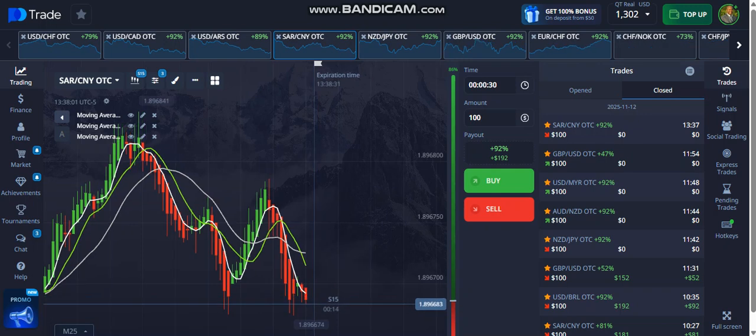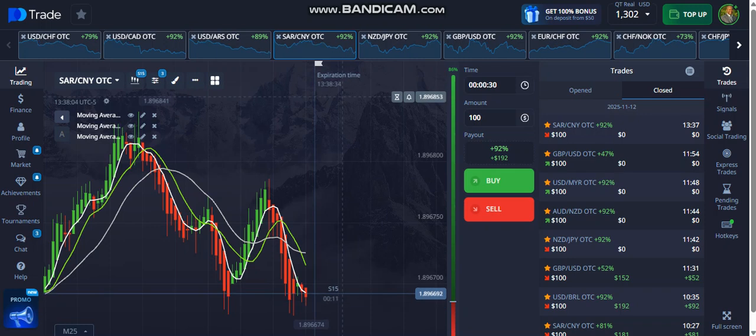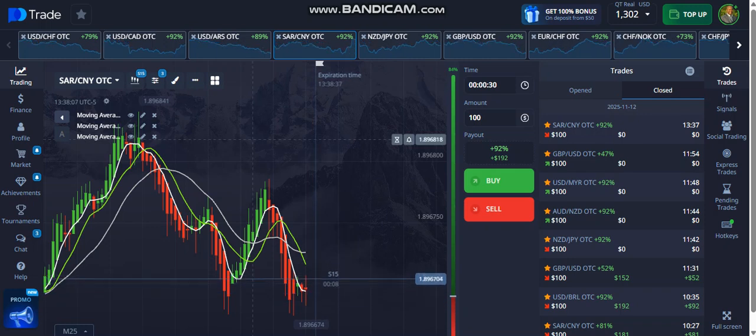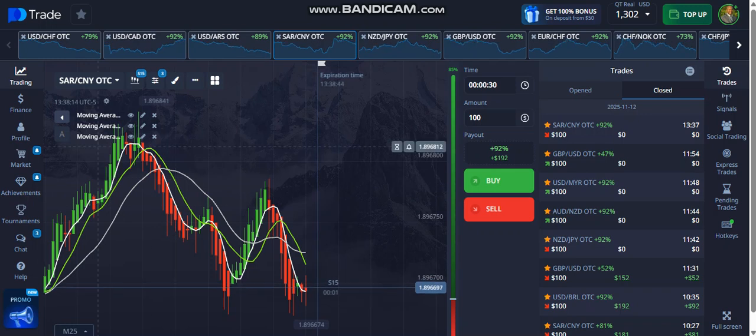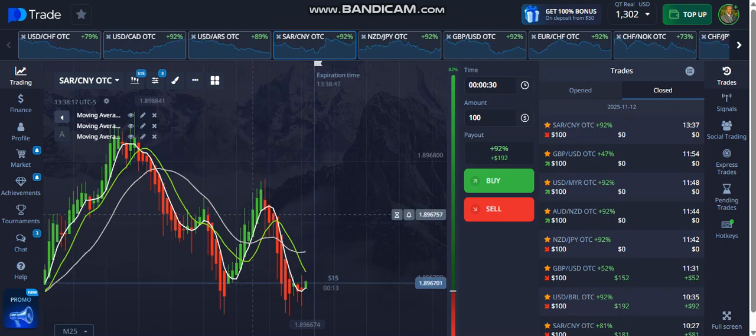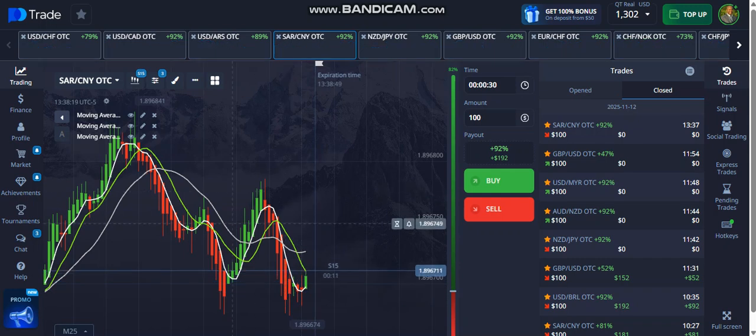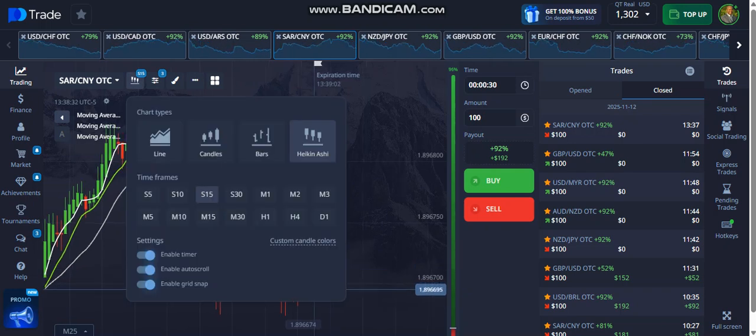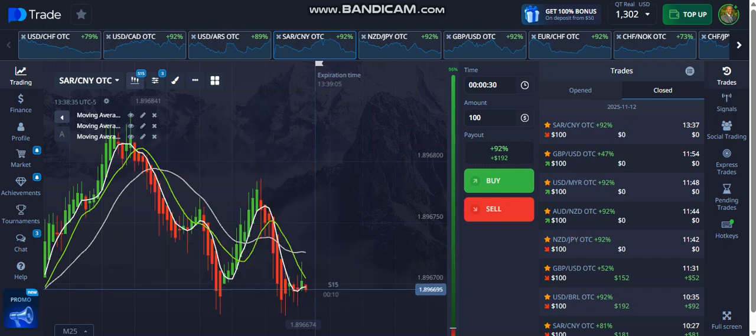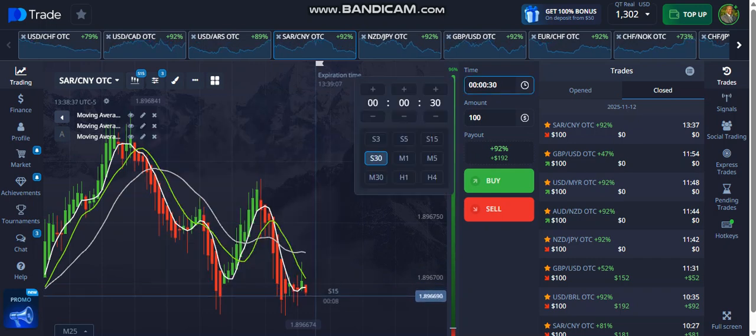I'm going to be expanding on the 5-10-20 SMA trading crossover strategy that I highlighted in a few previous videos. Basically, here we have three moving averages set up, which are the 5 simple moving average, which is the white line here, the 10 simple moving average, which is the green line, and the 20 simple moving average. In addition to that, I have my candles set to 15 seconds, Heikin-Ashi candles, and I'll be taking 30-second trades. I've set the expiry to 30 seconds.